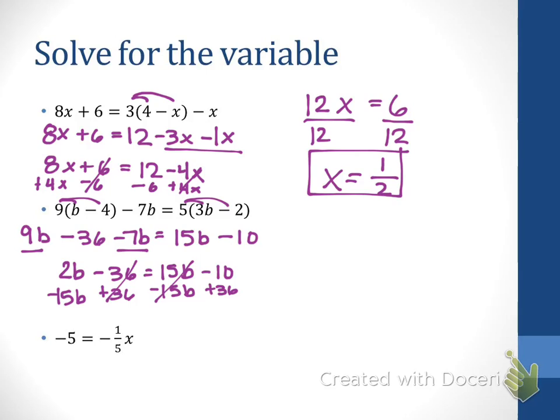So now 2b minus 15b is negative 13b. And negative 10 plus 36 is 26. Now I divide by negative 13. Perfect. And what does b equal? Negative 2.